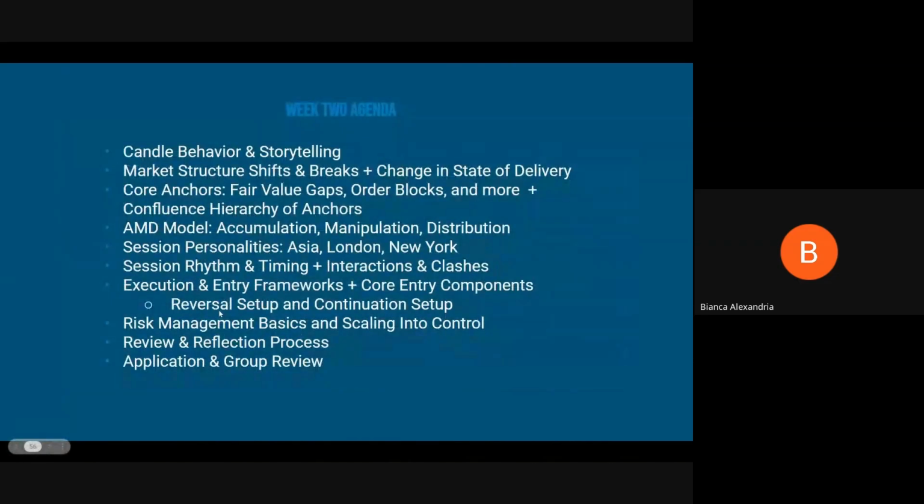So next slide, here's a quick overview. Picking up where we left off with candle storytelling, we're getting into market structure. I'll go over some very specific anchors on the charts. Then we'll talk about accumulation, manipulation, and distribution, which is very important when it comes to price delivery, and how we can connect that with sessions. There are three: Asia, London, and New York, as well as execution frameworks. I'm going to focus on two setups, like I said previously: reversal and continuation setups. And if we have time, we'll focus on risk management and reflect.